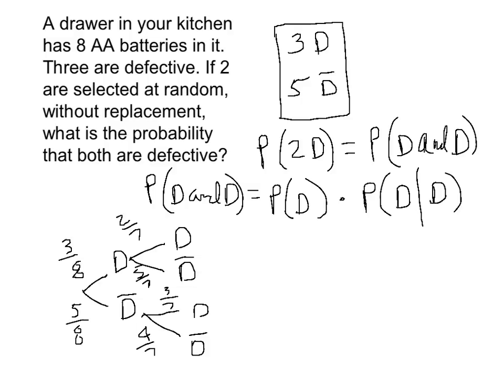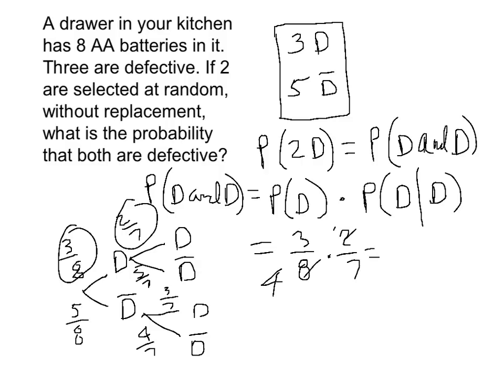Now what we're looking for are these two here. The probability that we would have a defective and the probability that we would get a defective battery given we got a defective one on the first draw. So this will be 3/8 times 2/7, which we could reduce. The 2 and the 8 would make a 1 and a 4, so we'd have 3 out of 28.